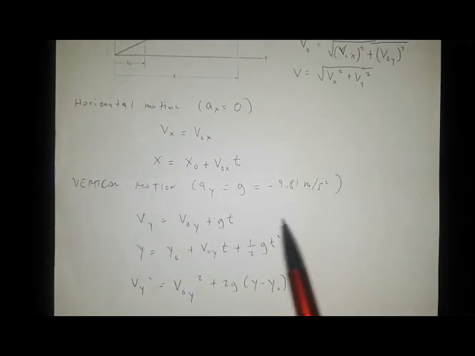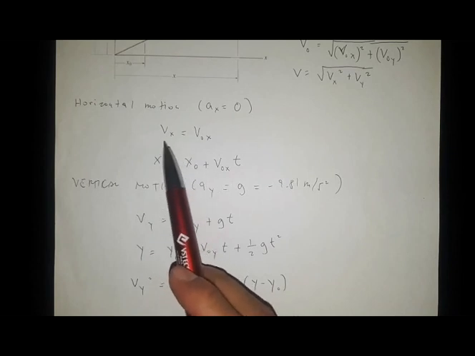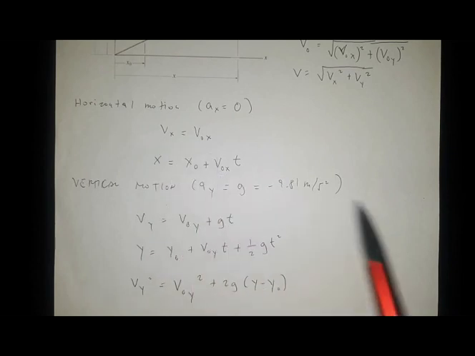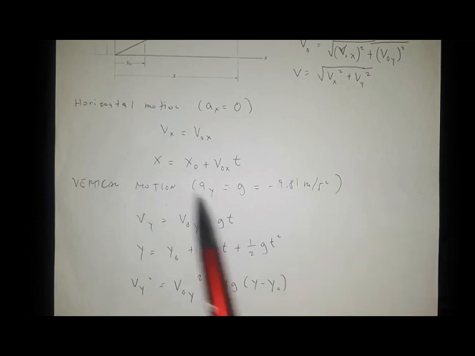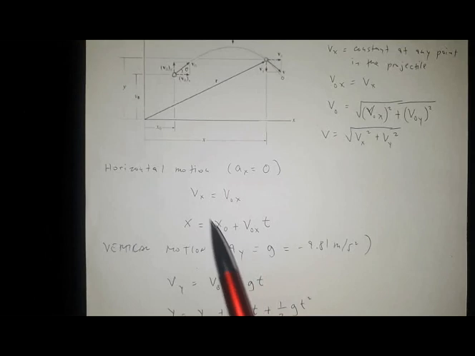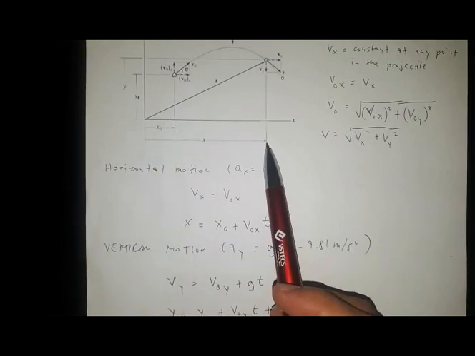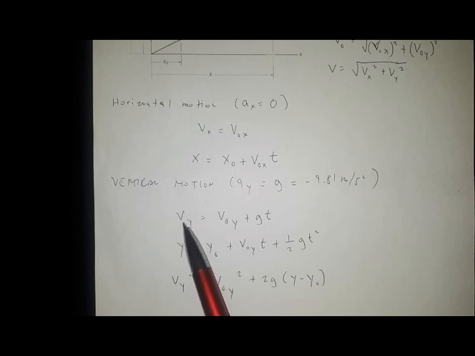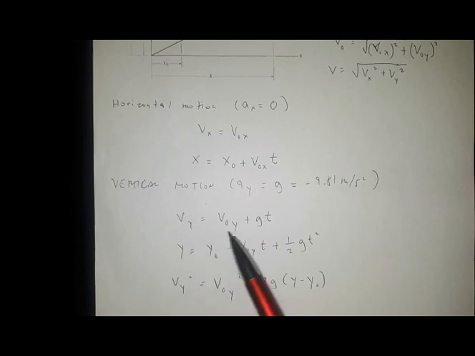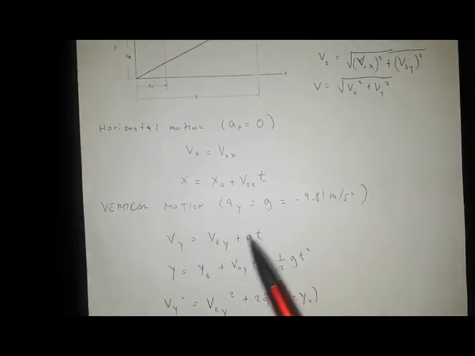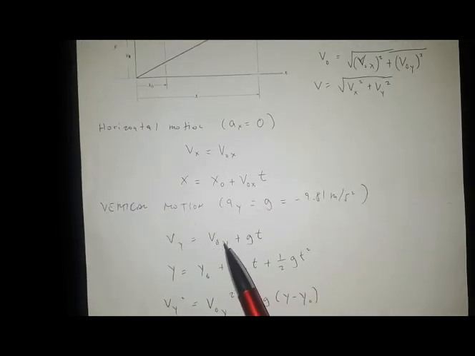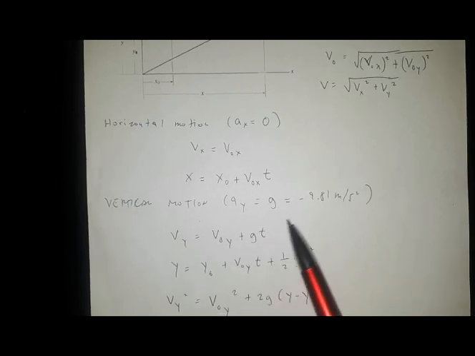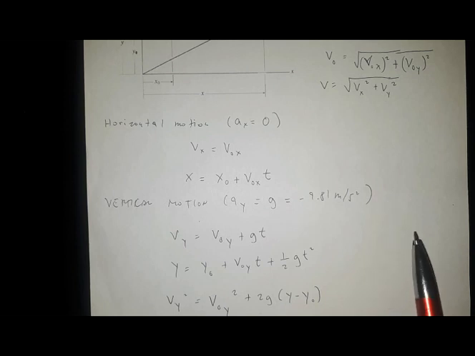where Vx is the final velocity, or velocity at any given position. Vox is the initial velocity. X is the position with respect to the horizontal axis. Now we have here Vy is the final velocity, or velocity at any given point. We have Voy as initial velocity for the y component. We have g, the gravity, and t is the time.